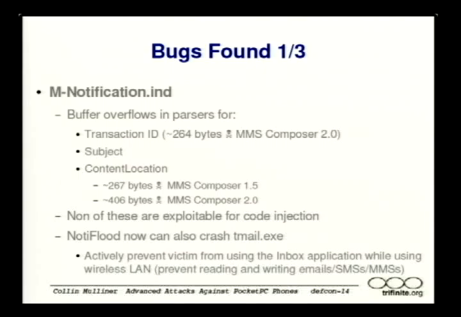And then, the first bugs we found were in the notification message, and there are just three stupid buffer overflows. If you make the transaction ID 264 bytes, the MMS client just dies. And if you remember, you can send this message over UDP. So as soon as the wireless is up, you just go out and send a nicely modified notification message, and you can crash tmail.exe. Unfortunately, all these overflows are not exploitable for code injection. You can just overwrite parts of the stack, and the application just goes away.